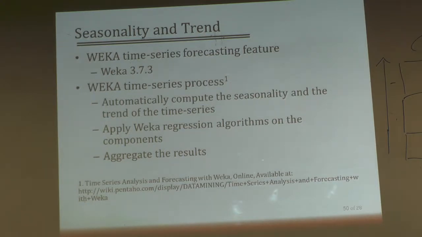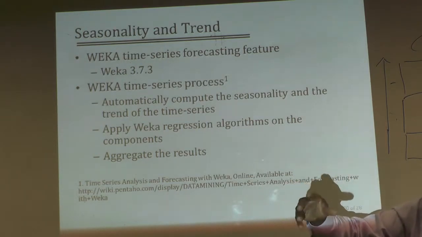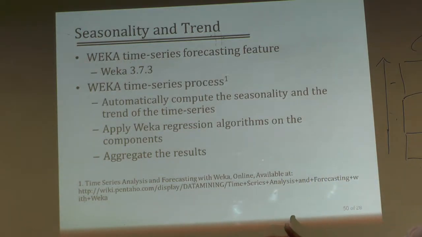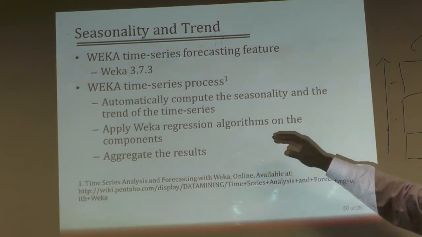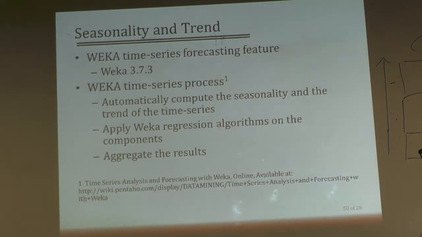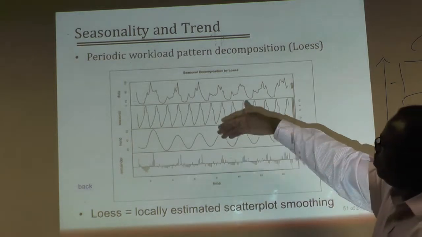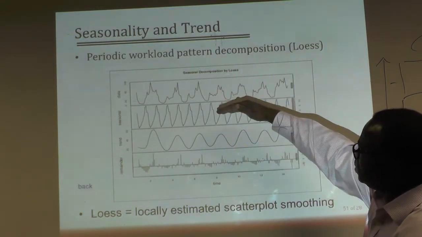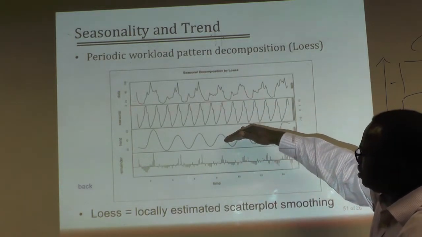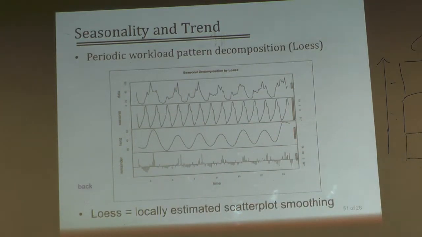So what happens is that you can generate different types of workload using Weka, and then do an automatic computation on the seasonality and the trend in time series, and then you aggregate the result. For example here, when you aggregate the result, this is the data set, it will give you the seasonal component, it will give you the trend, and it will give you the remainder. And you are able to know what type of load it is.